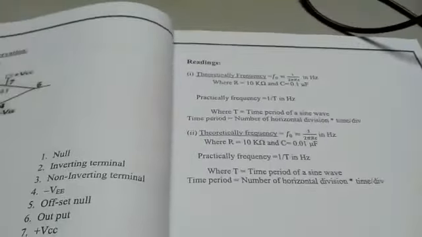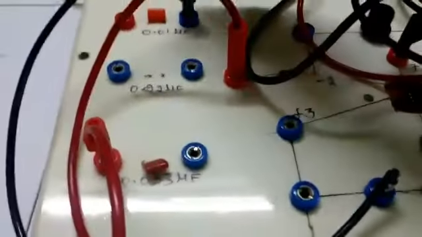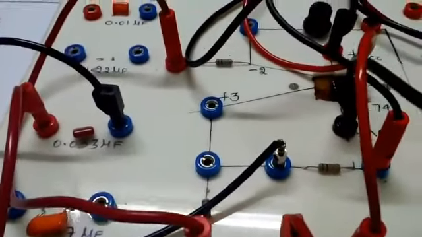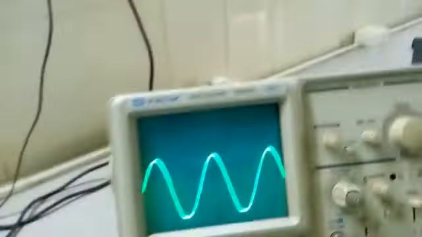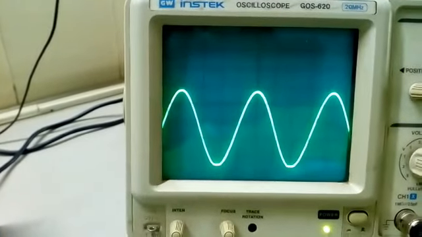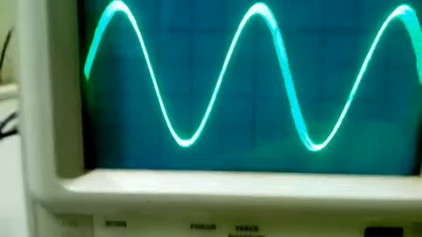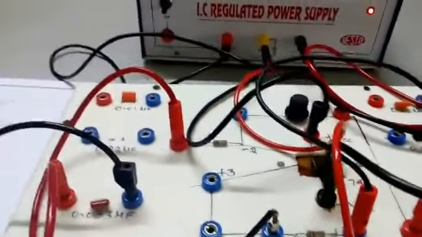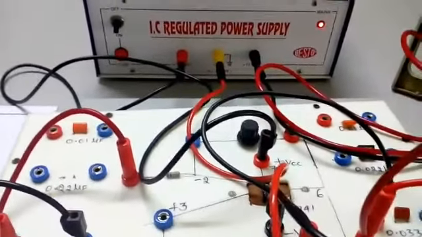Next, the same experiment is repeated for another value of the capacitor. Just in the circuit, change the capacitor value from 0.1 to 0.3. Then once again we are going to get the sine wave here, and if you want you can adjust this sine wave a little bit. Take the time period, calculate the frequency practically and theoretically using the formula F is equal to 1 by T for the practical and 1 by 2 pi RC for the theoretical. Thank you.